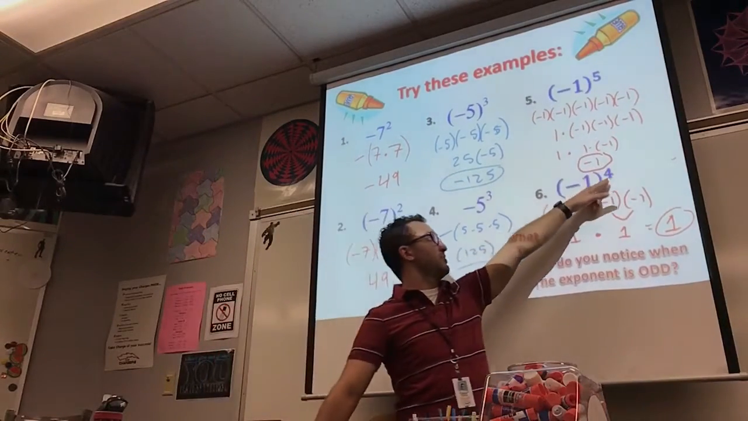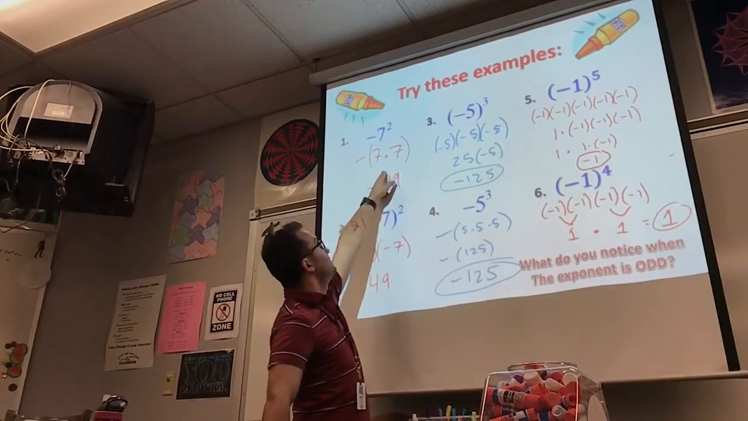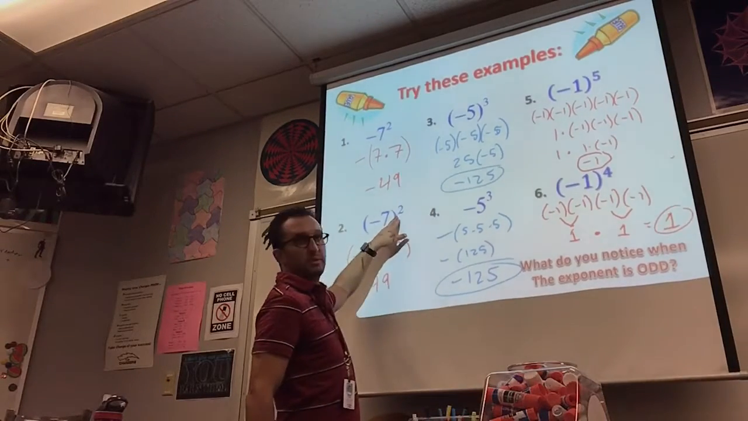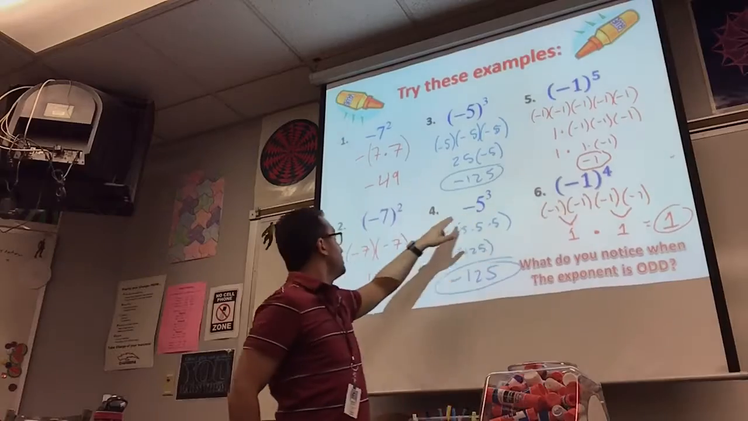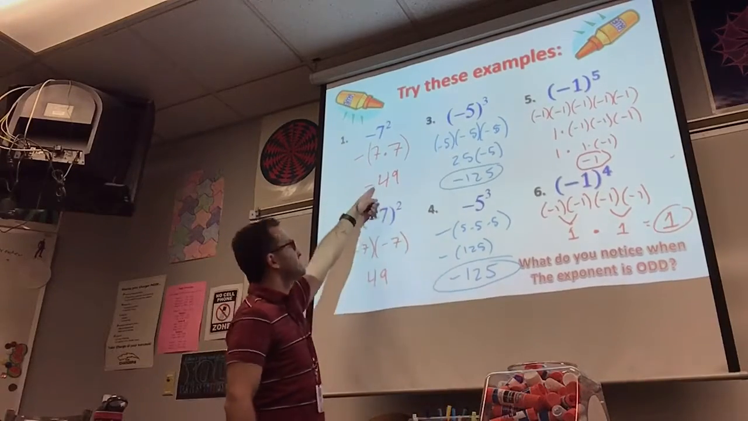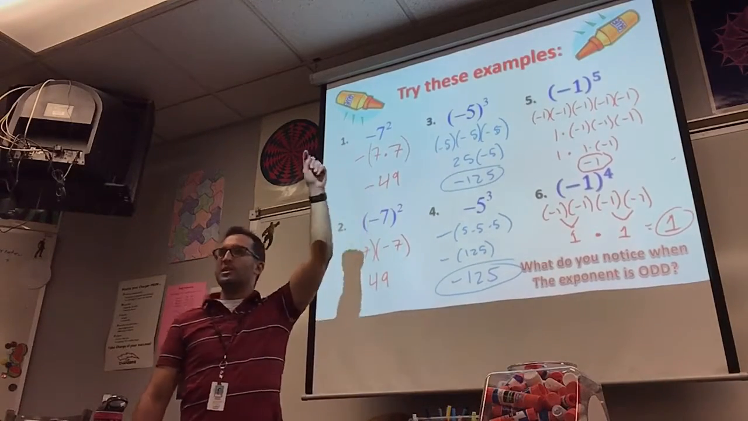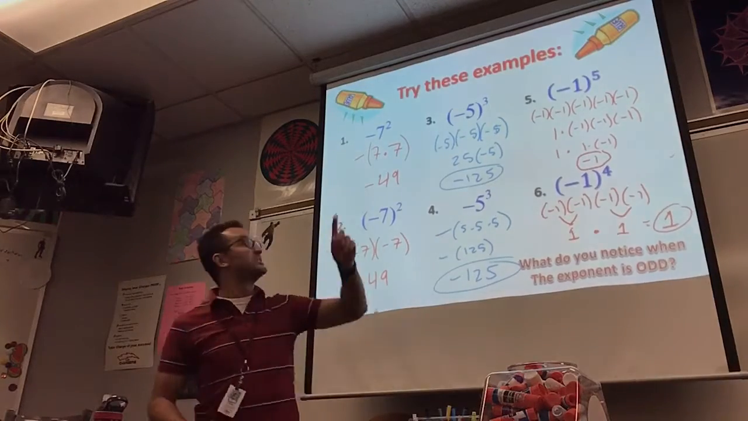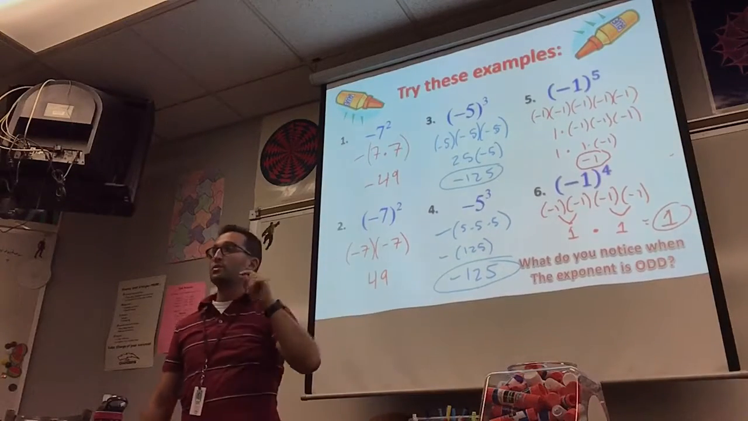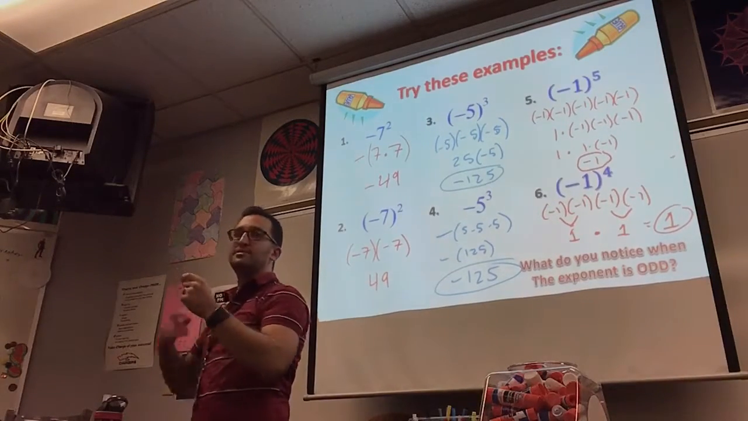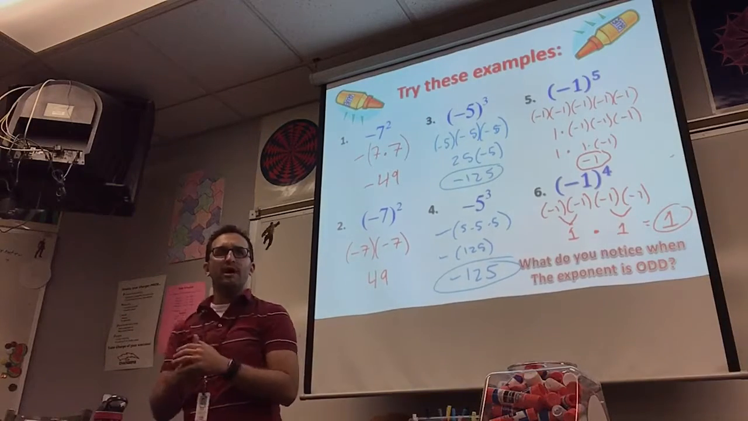What about even exponents with negative numbers? Positive answer. But then why is this negative? We're not squaring a negative number, are we? What are we squaring on number 1? We're squaring positive 7, and then making the answer negative. Just be aware what we're squaring.